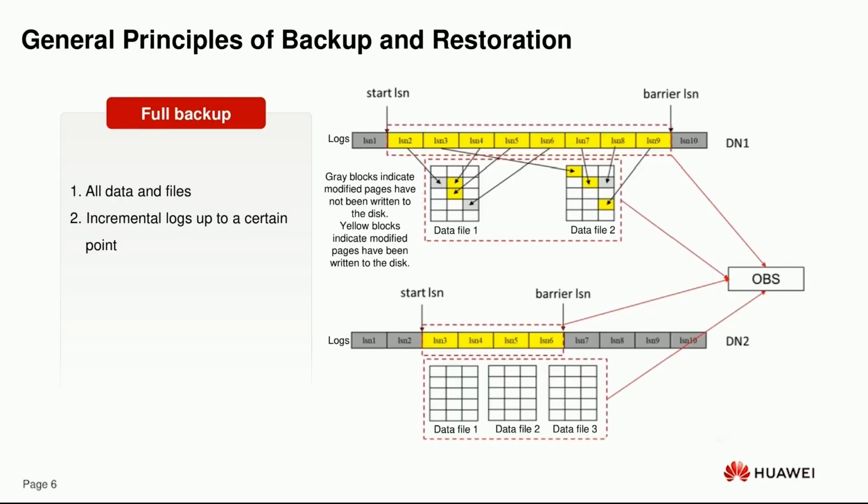The following uses a full backup as an example to describe how to back up data. A full backup involves two types of files: global data files and incremental logs up to a certain point. As we can see in the figure, there are two tables, and different DML statements are being executed. The lines indicate the progress of LSN logs, and the small blocks indicate the data files.